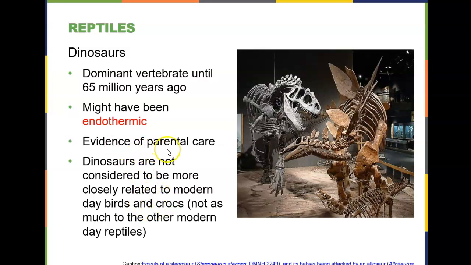There is evidence in the fossil record that there was parental care involved with the dinosaurs. We tend to think of them as being very harsh and difficult creatures, but there is evidence that they took care of their young. Dinosaurs are considered to be more closely related to current day birds and crocs, not so much to other modern day reptiles.